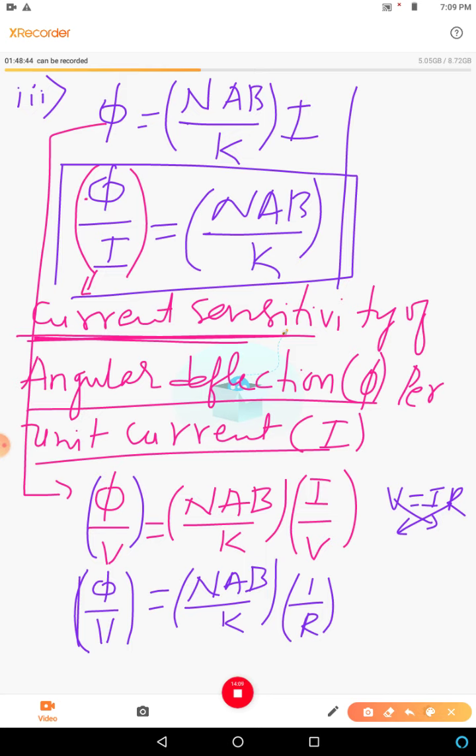So for example, if the number of turns was n and I make it 2n, that is, double it, then the current sensitivity was phi by I when the number of turns was n. When the number of turns is 2n, the current sensitivity becomes 2 times phi by I. That is, the current sensitivity doubles.